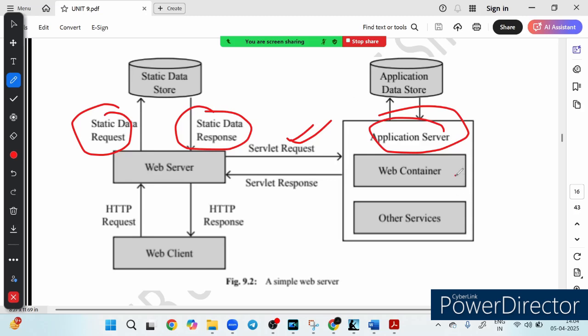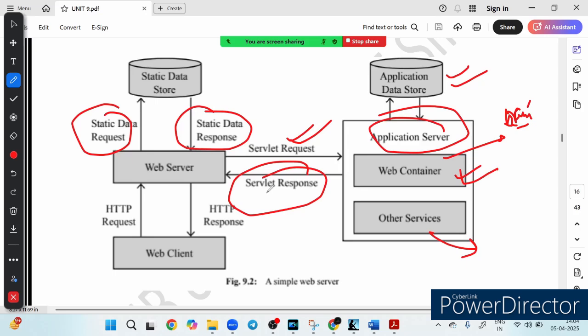Inside it, there is a web container. You can imagine it like the brain. The other services like data access and business logic talk to the application data store, where your account data is stored, fetch your balance, do calculations, check permissions, and finally prepare a response. That is the servlet response, which travels back through the web server and reaches your browser via HTTP response, and boom, you see your updated account balance.